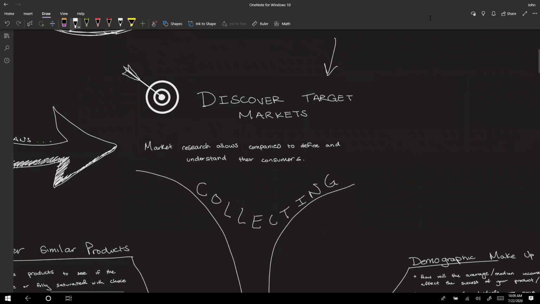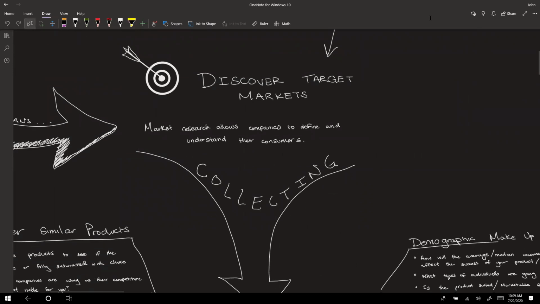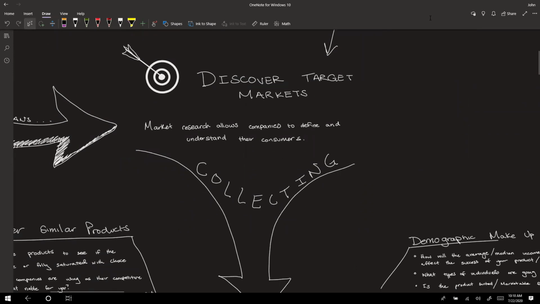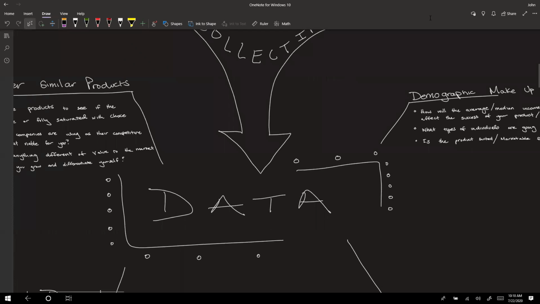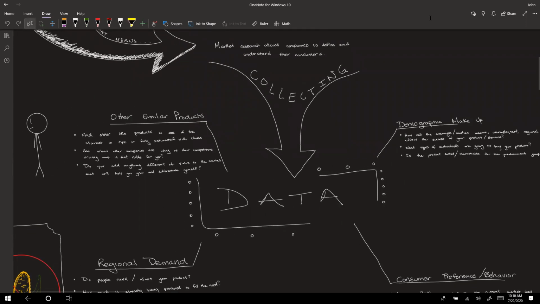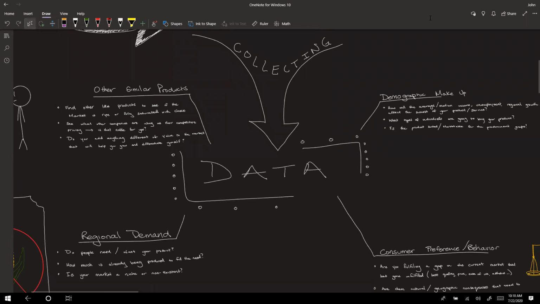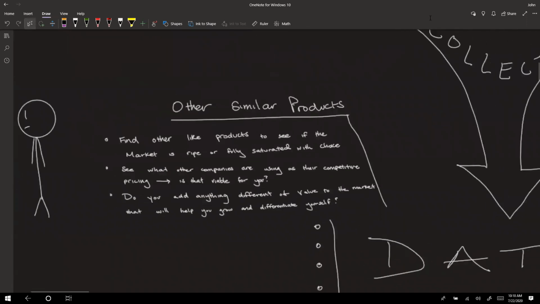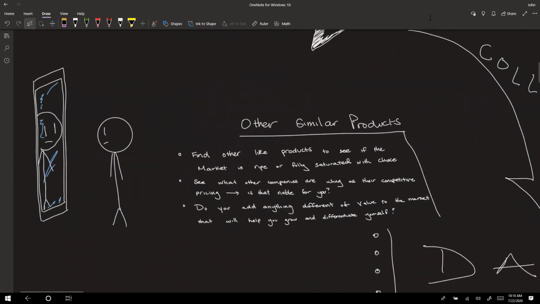And so what does this need? Discovering our target markets. What do we need when we look into our target markets and understand our customers? How do we get to that? Well, we have to collect data, like we've talked about a lot before. Data, super important in marketing. There's a couple aspects of data over here. So I made 4 main ones. The first one being other similar products.